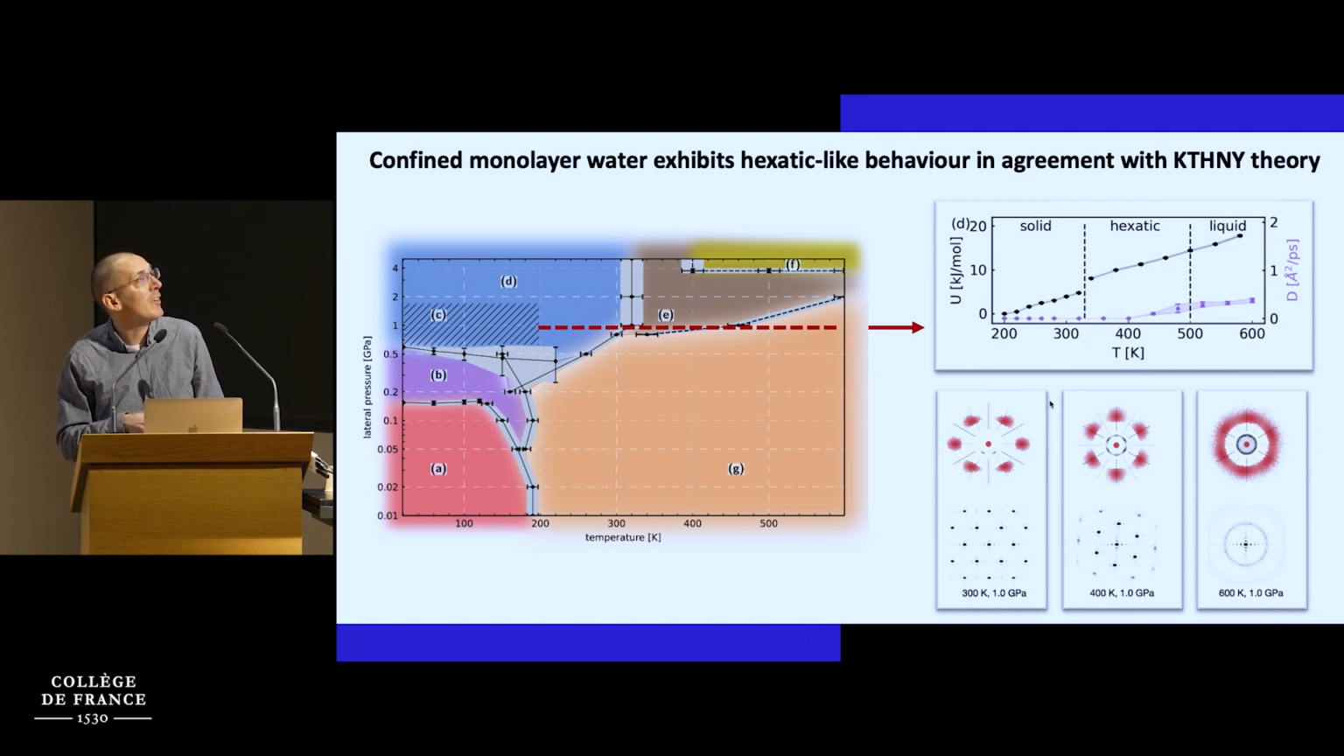And so what we see, going from low temperature to high temperature, is our solid, in which we have a lattice of water molecules, in which we have, from the structure factor, long-range translational order. As we go into the hexatic phase, we still have local six-fold order, but we have lost our long-range translational order. And then in the liquid state, we have lost both short-range and long-range order.